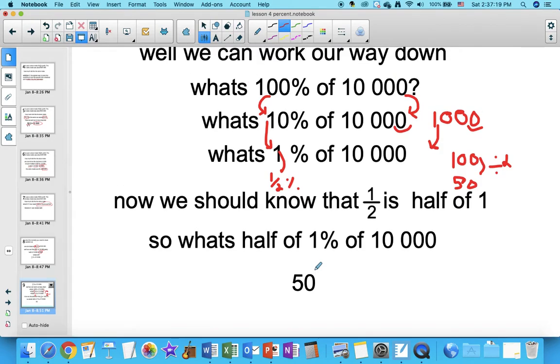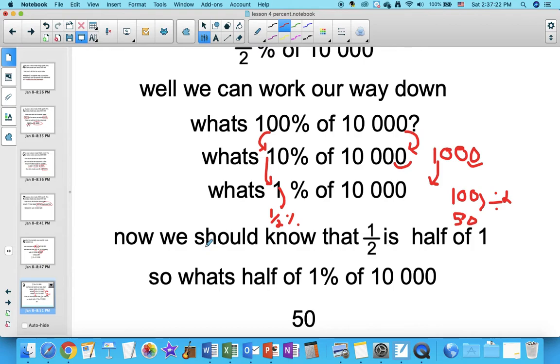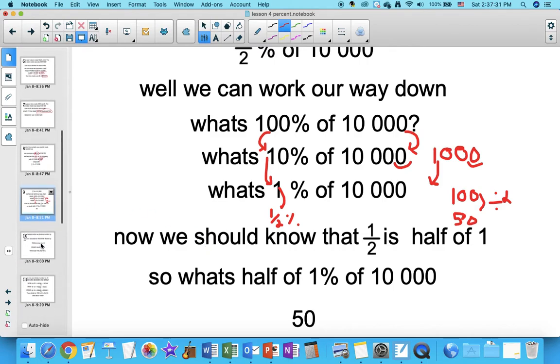And I just add it. I know what 50% is, which is 5,000. And now I know what half a percent is, which is 50. And I take 5,000 and the 50 and put them together and I get 5,050.